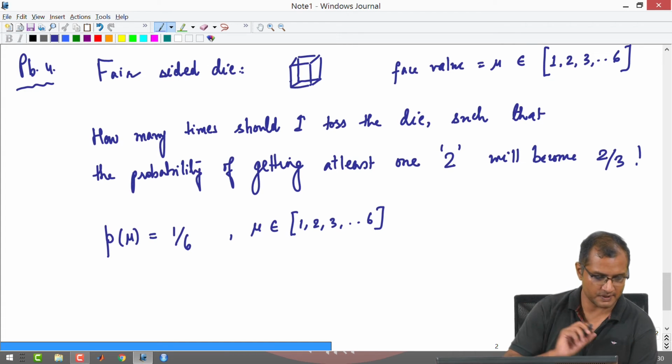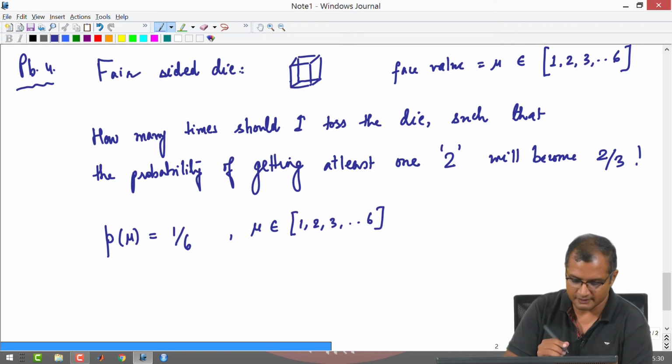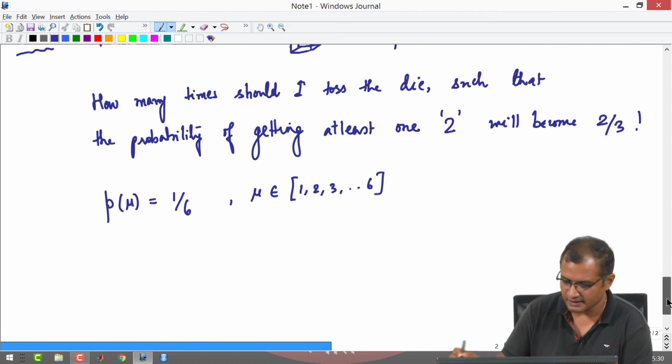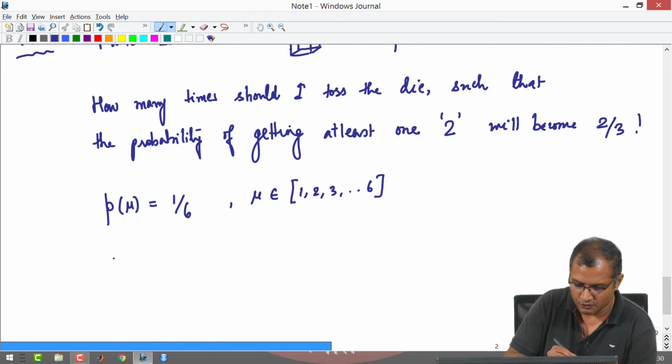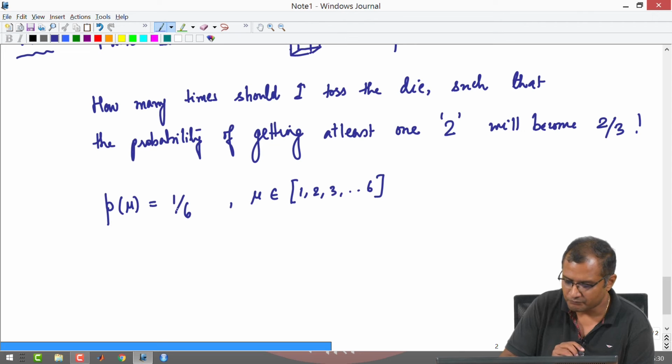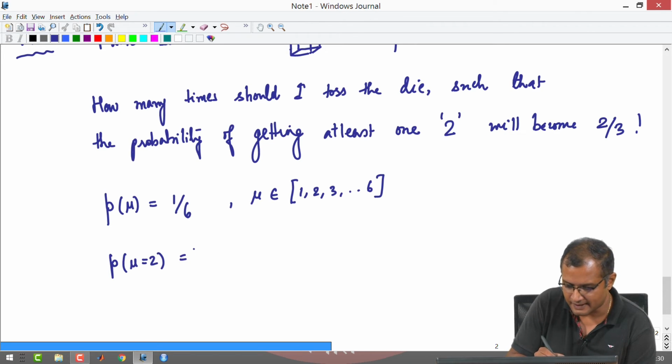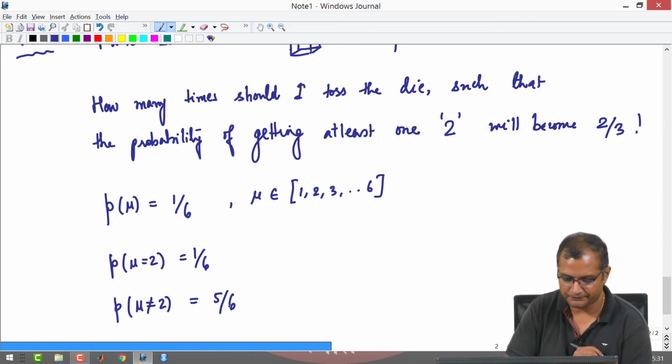Okay. So, this question can be done in a certain way, that if you know that the probability of getting a 2 is 1/6, you can say that the probability of not getting a 2 is 5/6. Okay.